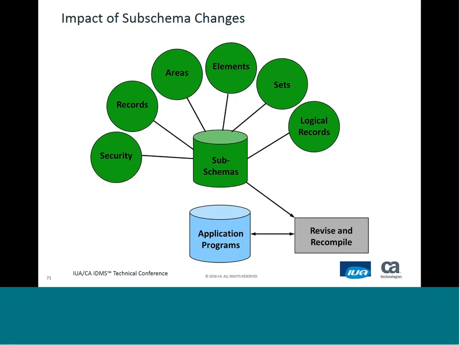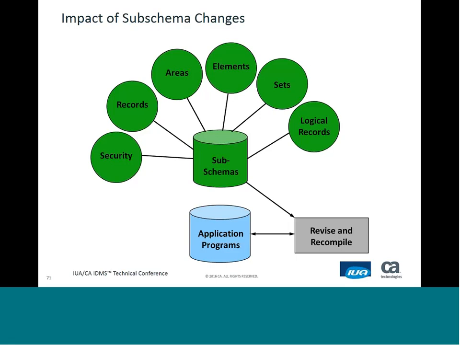Well, if the programs come through and they say, obtain next order within order area, and you're changing that order record into Area X, that program is going to have a failure because when it says obtain order within order area, it's going to say, well, I don't know anything about this record in that area.